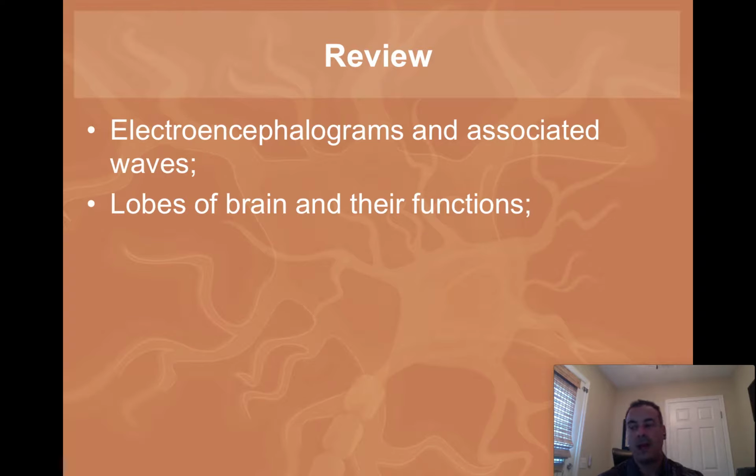Lobes of the brain and their function. Everything from the frontal lobe, occipital, parietal, temporal, even underneath the limbic system and all the other systems underneath, or within the brain themselves. What are their functions and where are they located?